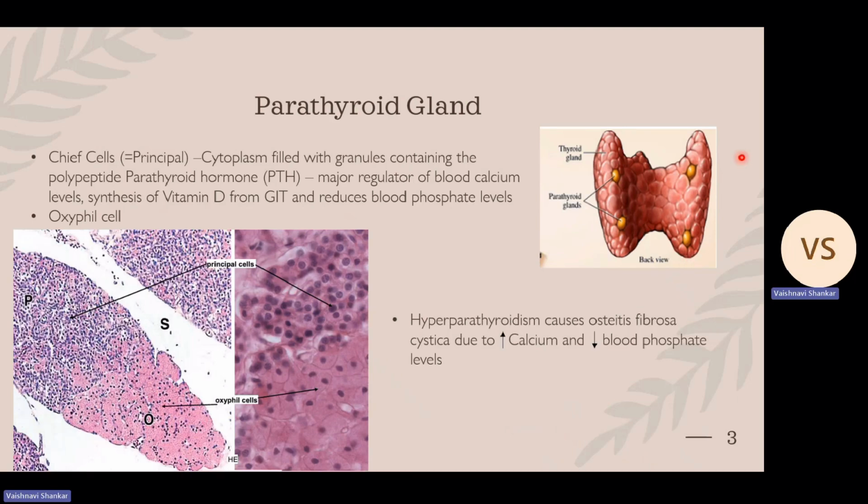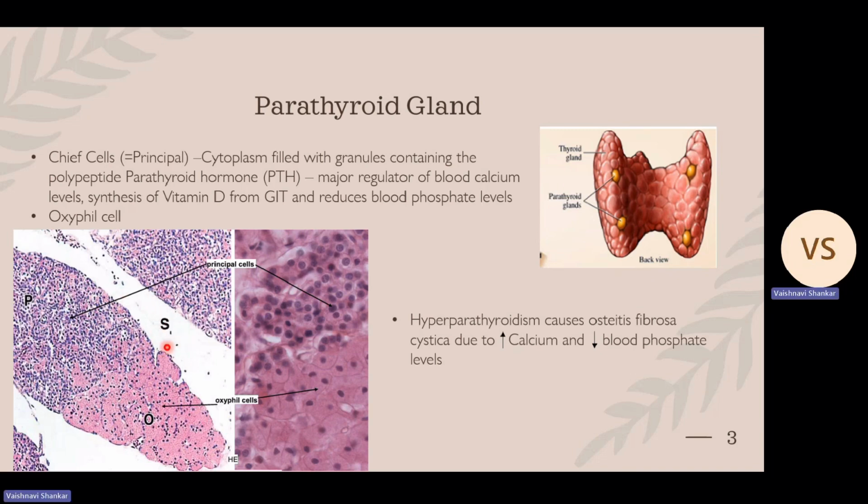Parathyroid gland. It has four small oval masses located on the back of the thyroid gland. Each parathyroid gland is contained within a capsule which sends septa into the gland where they merge with reticular fibers.